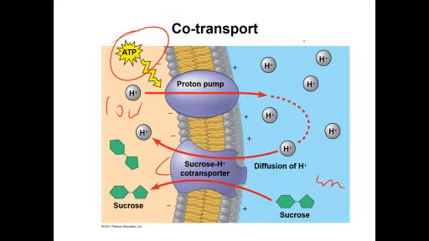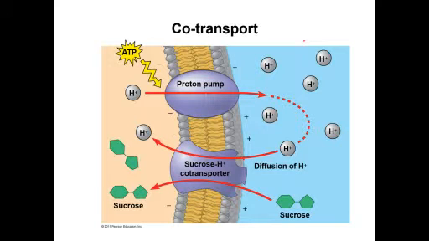Let's think about this process here. Now, what would happen if you were to place a cell in an aqueous environment that's increasingly acidic? Would you expect the rate of diffusion of sucrose entering the cell to be faster or slower?